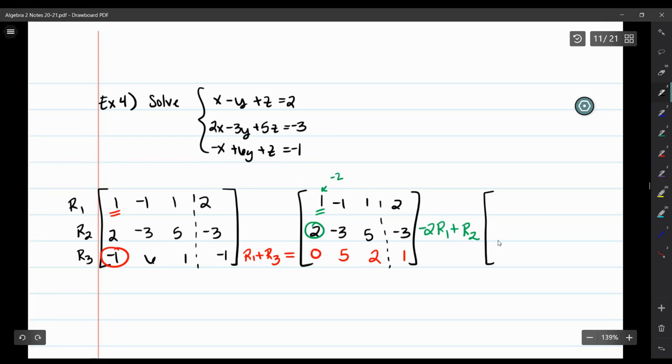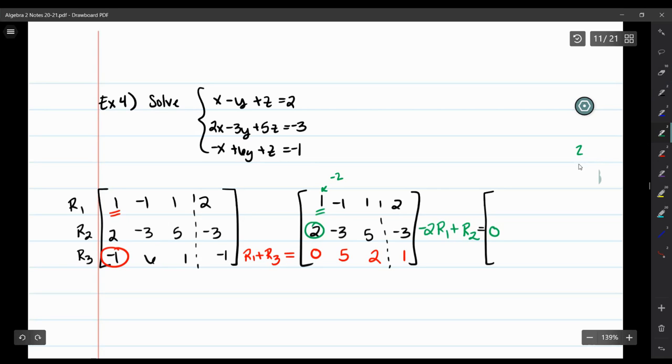So let's see. If I do negative 2 times 1, I get a negative 2. Plus the 2 that's already there, I get 0. Oops, let me change it to green. Okay, now if I do negative 2 times a negative 1, I get a 2. So I'm going to erase that.